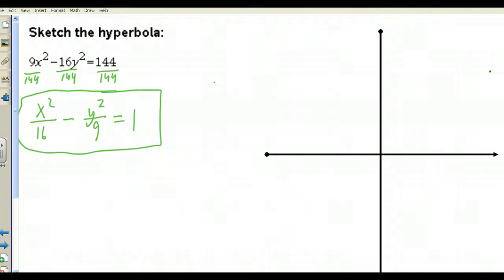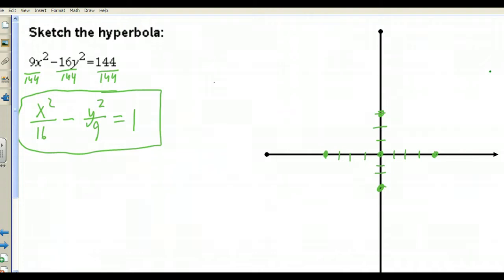Okay, to graph this, all you do is you put your center here at 0, 0. Underneath x is how far you go right and left, just like it was with ellipses. So when you go 4 units to the right, make a point. 4 units to the left, make a point. And you go 3 units up because underneath y is vertical, so we go up 3 units, 1, 2, 3, make a point. Down 3 units, 1, 2, 3, make a point.